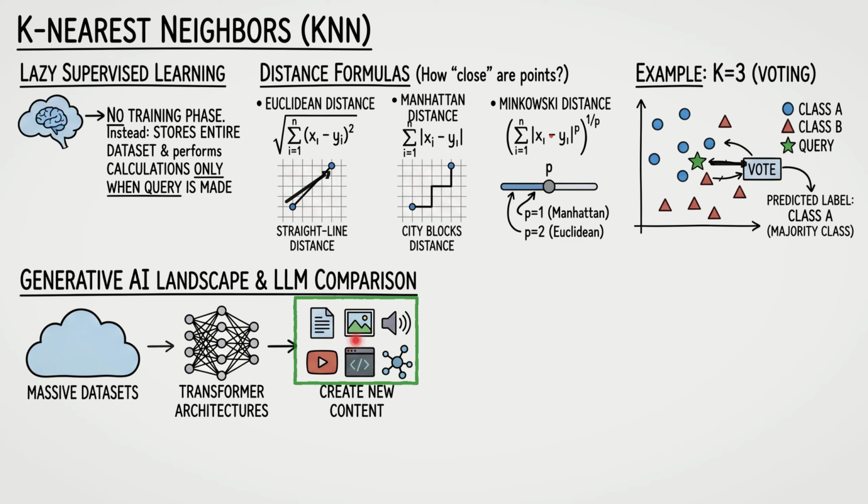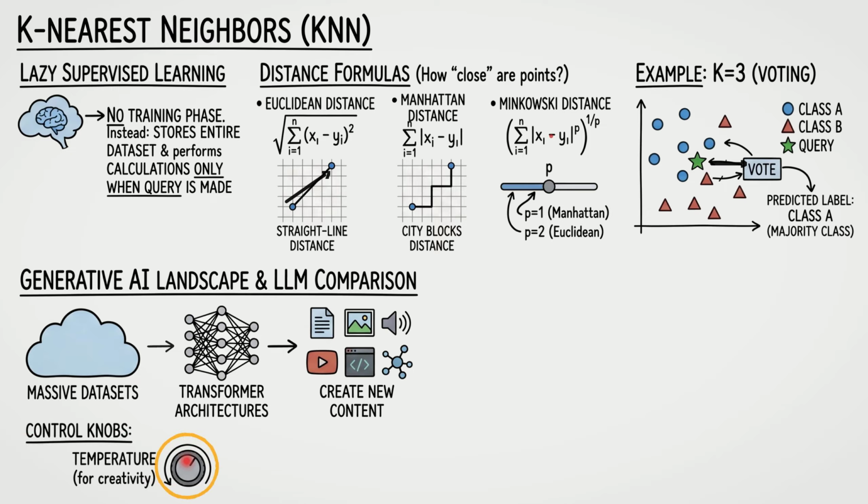To steer this massive creative power, developers use control knobs. You can turn up the temperature dial to make the model's output more creative and random. And you adjust the max tokens dial to tightly control the maximum length of its response.